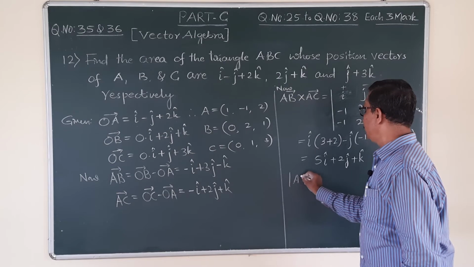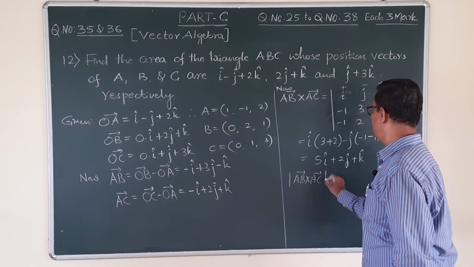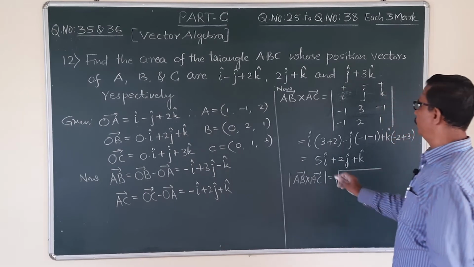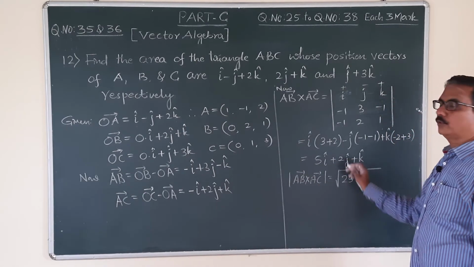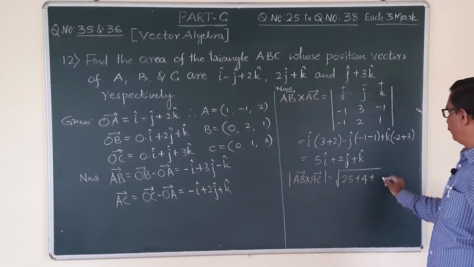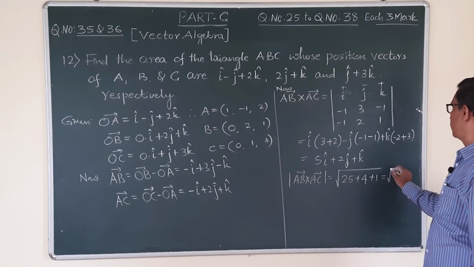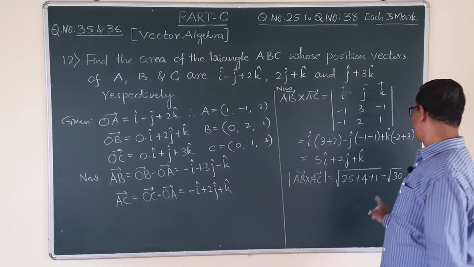Then to find its magnitude. Now magnitude of AB cross AC is equal to under root of coefficient of i, 5 square is 25, coefficient of j, 2 square is 4, coefficient of k, 1 square is plus 1. How much? Root 30. Okay, root 30.